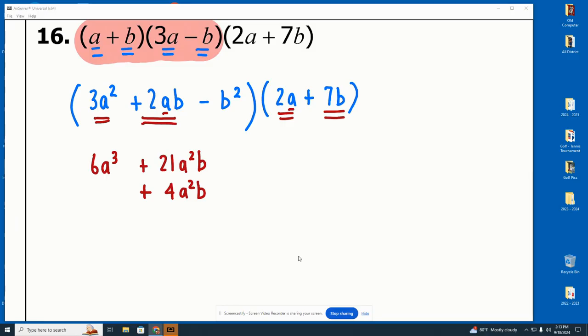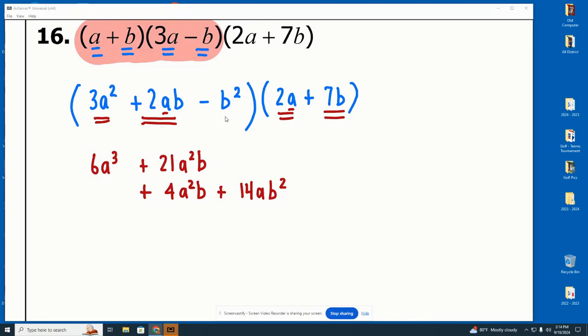Okay, next, I also have to do 2ab times 7b. Well, positive 2 times positive 7 is positive 14. But ab times b, the b will multiply by b and get b squared. So that's positive 14ab squared. Don't let all these variables mess you up, okay? Look, here when I did 2ab times 7b, 2 times 7 is 14. a stays a. b times b becomes b squared.